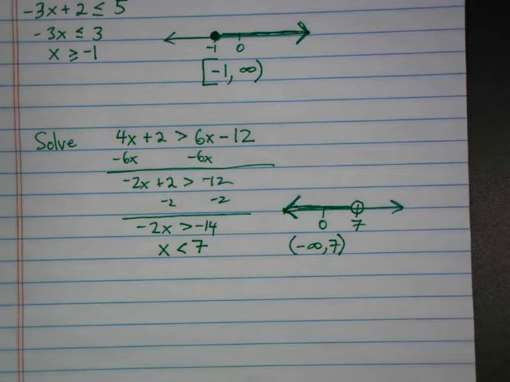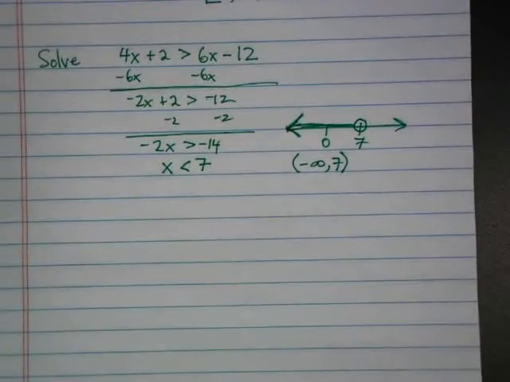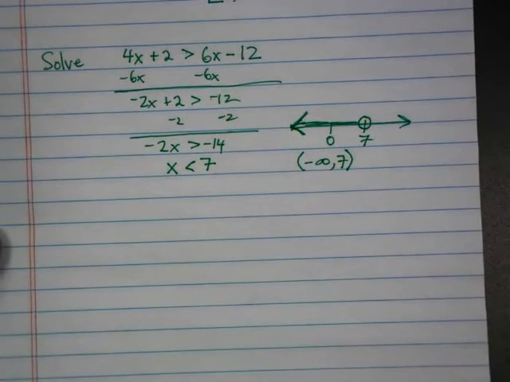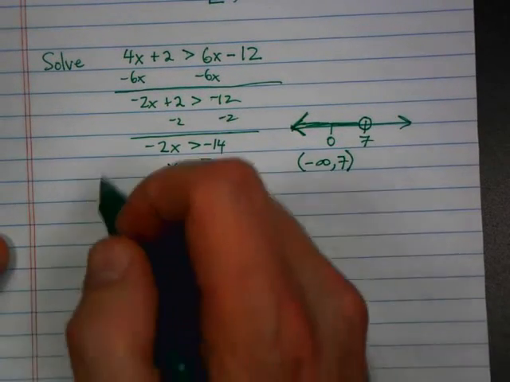Other questions? So there's no square brackets because there's no equal to. The only time you have a square bracket is when you have an equal to. All right. Oh, well, these are fun so far. Let's see if we can make them hard.